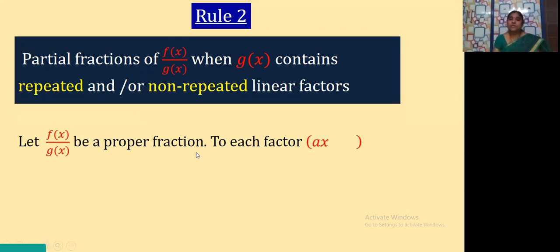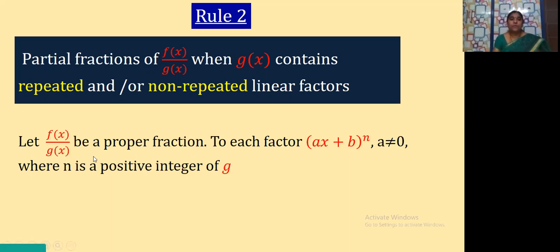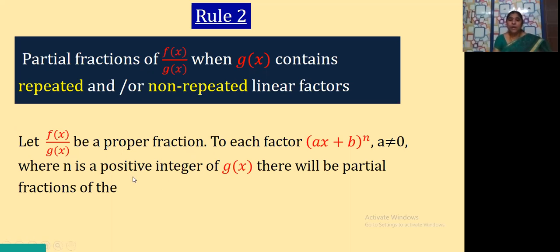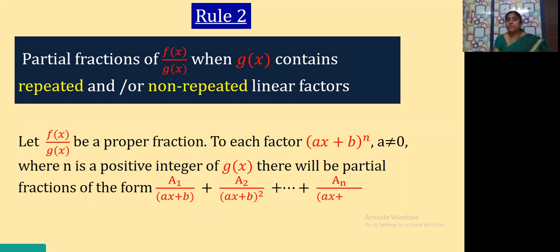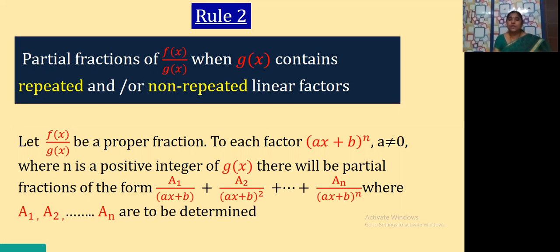To each factor (ax plus b) whole to the power of n, where a is not equal to 0 and n is a positive integer, of g of x, there will be partial fractions of the form a1 by (ax plus b) plus a2 by (ax plus b) whole square, plus so on, an by (ax plus b) whole to the power of n, where a1, a2, a3, so on up to an are the constants which are to be determined.